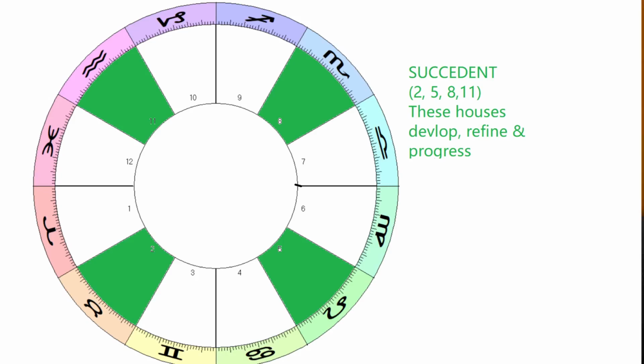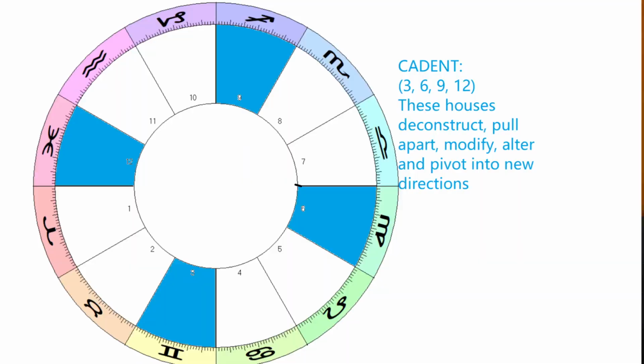Then from there, you have the succedent houses, which are like the personal fixed houses. And in these houses, you are developing, embellishing, and making progress on whatever has been started in the angular house. Then finally in the cadent house, you have the things being dismantled, the things being deconstructed, and your life being reoriented in a new direction. So you can see how this kind of falls into the divisions of cardinal, fixed, and mutable.